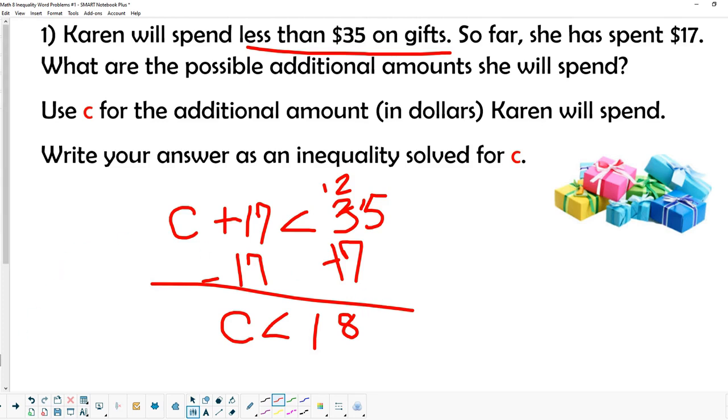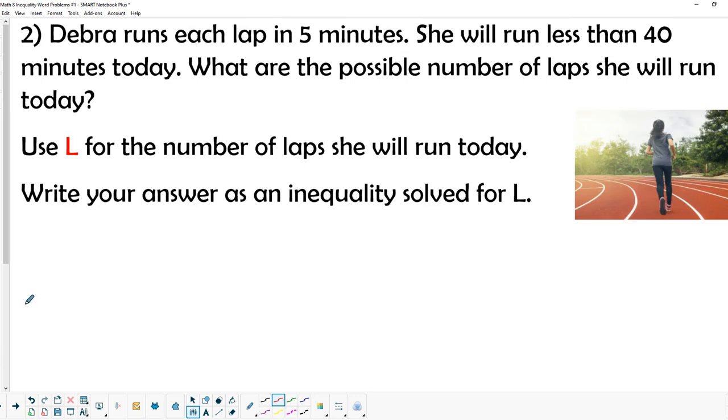Okay, let's try another one. Deborah runs each lap in 5 minutes. She will run less than 40 minutes today. What are the possible number of laps she will run today? And use L for the number of laps she will run today. So she can run each lap in 5 minutes, so we need to take that into account. So 5 minutes for each lap, so 5L.